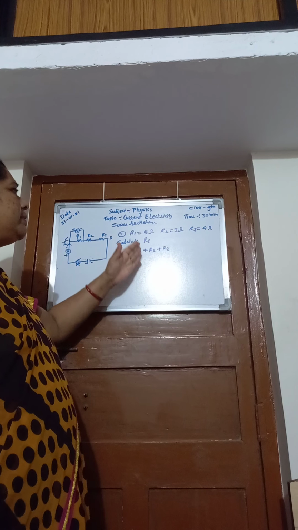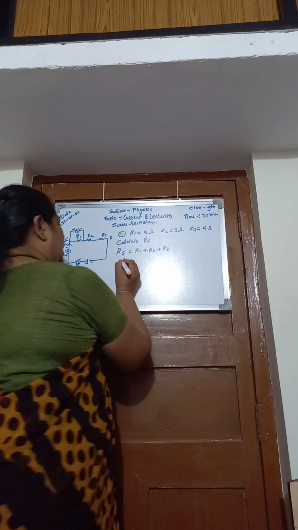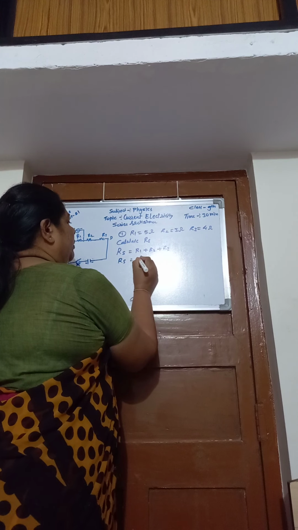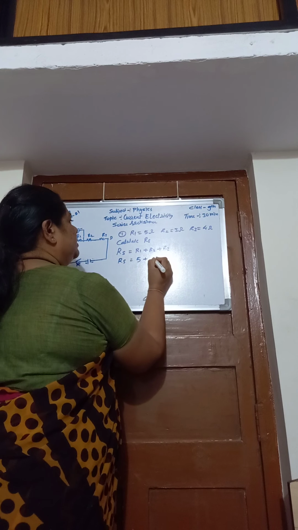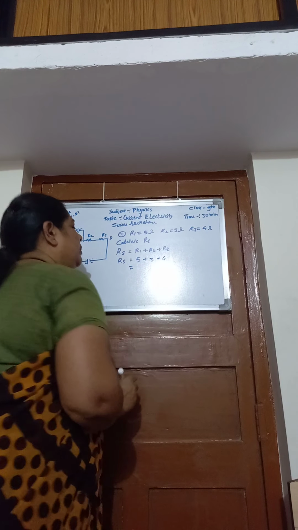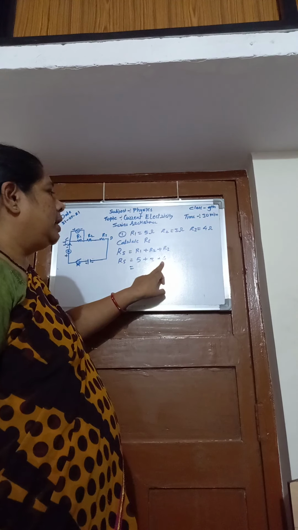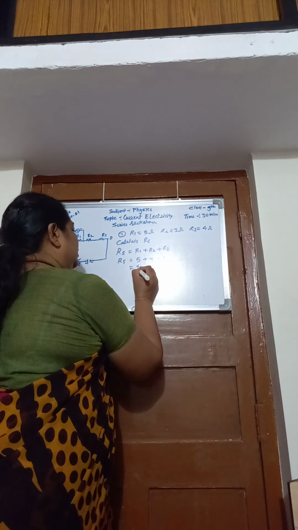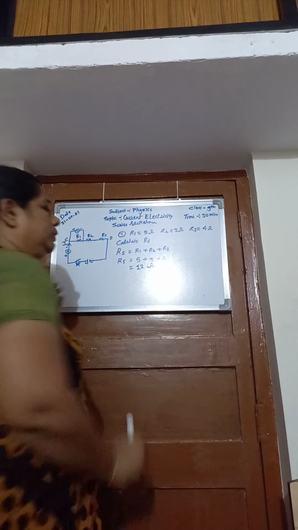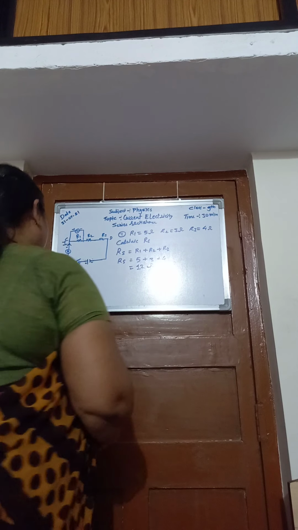Then substitute the values of R1, R2, R3 and calculate the series resistance. RES is equal to 5 ohm plus 3 ohm plus 4 ohm. Calculate this. 5 plus 3, 8. 8 plus 4, 12. Answer is 12 ohm. Got it up to this? Then I will take the second problem.